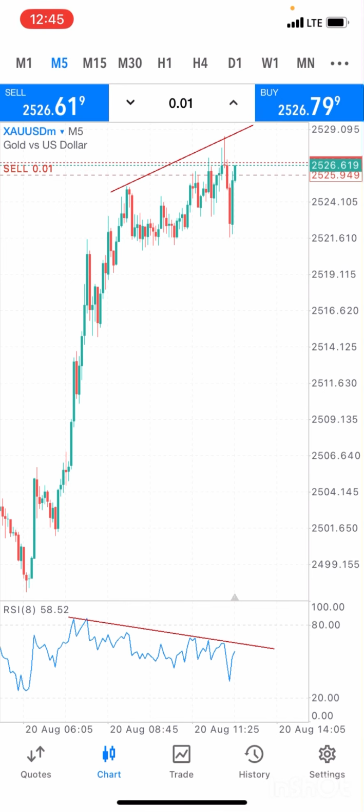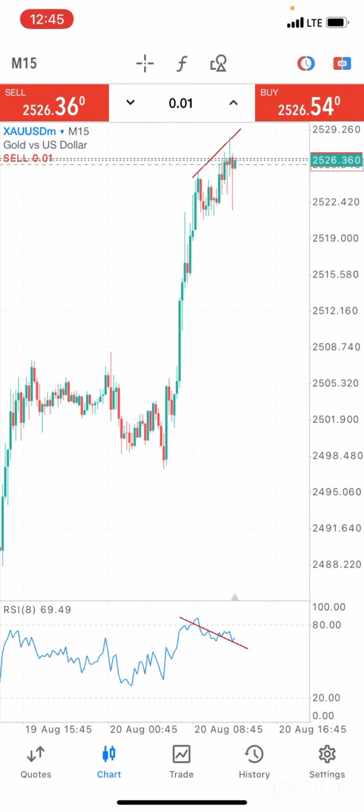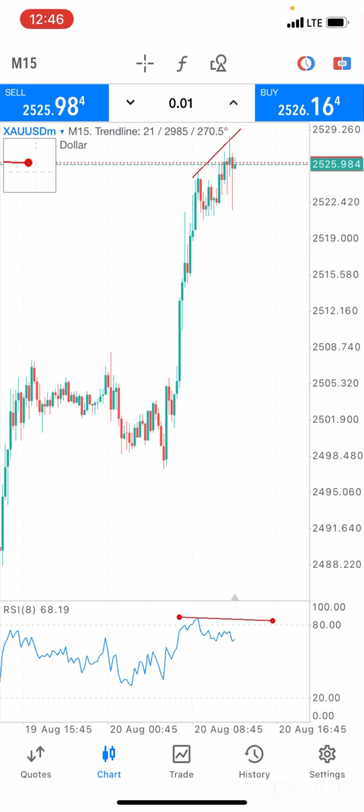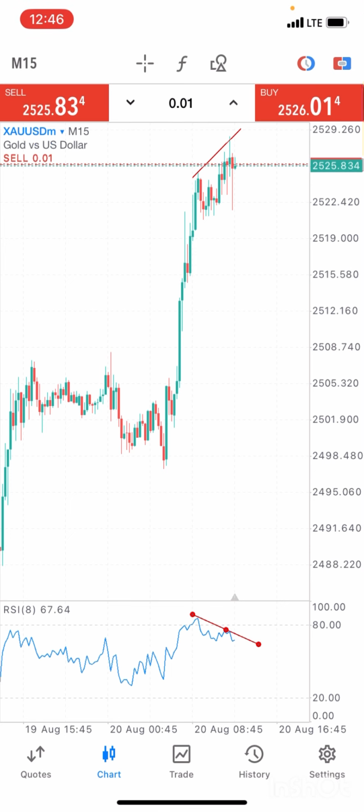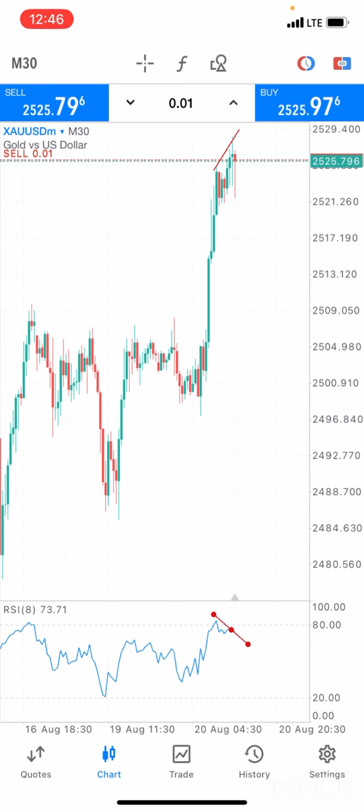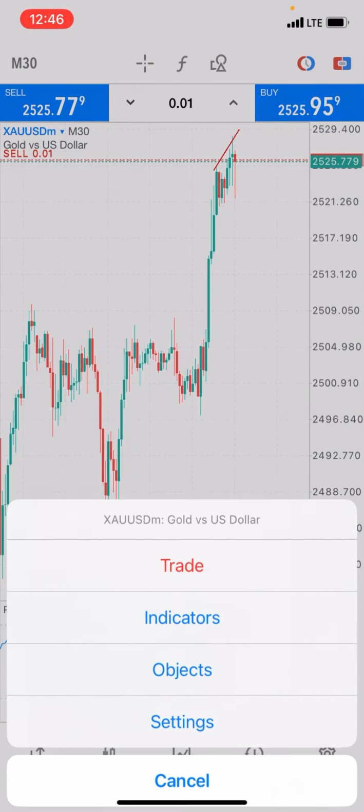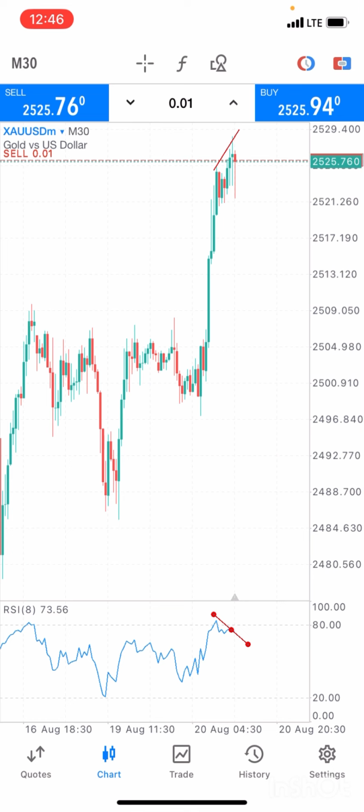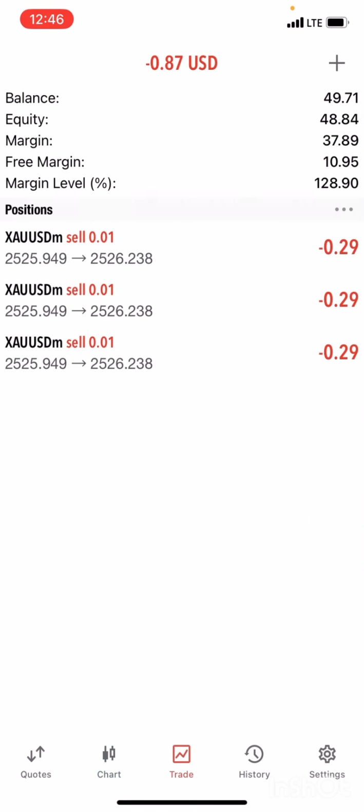When you go to the higher time frame, which is 15 minutes, we have the same scenario here too. Okay, you can see it clearly. Good. So after that, when you come to the 30-minute time frame, you can see the same scenario. The same scenario is here. Okay, that is why we pick this trade.